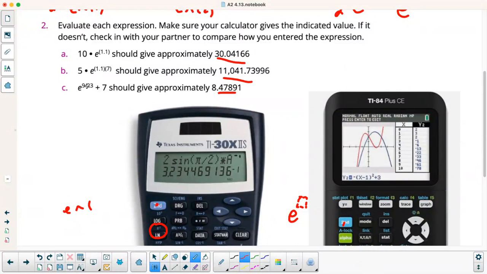Another thing here with fractions, I would put it in parentheses probably, because if you don't, your calculator will do e to the 9th and then divide it by 23.